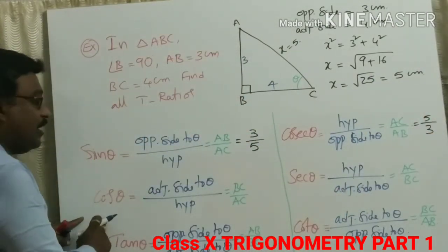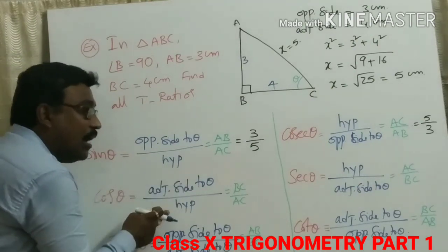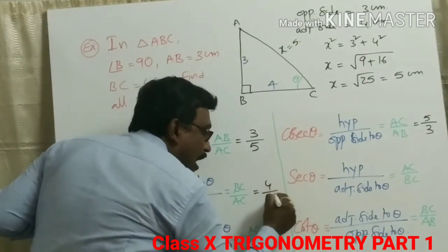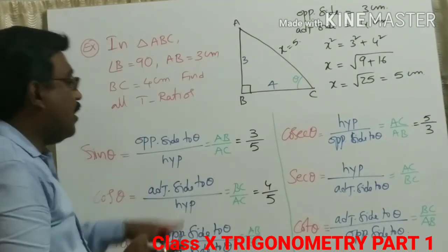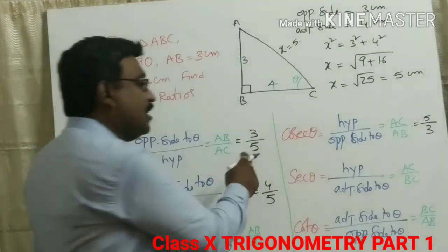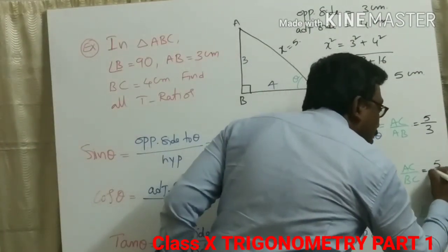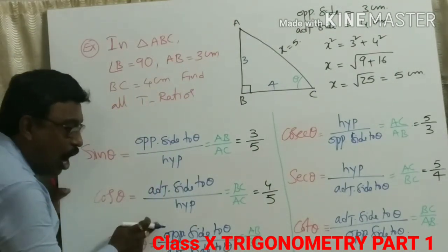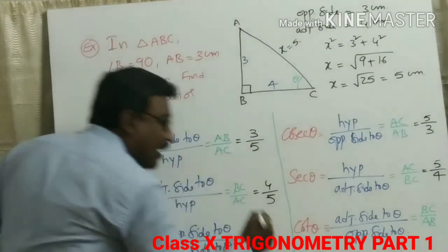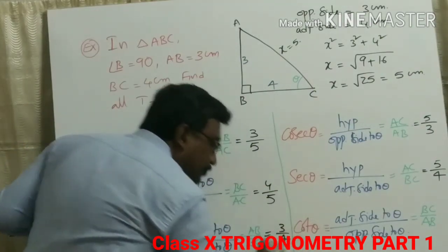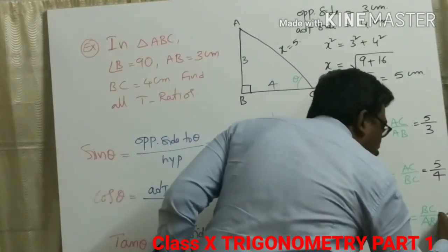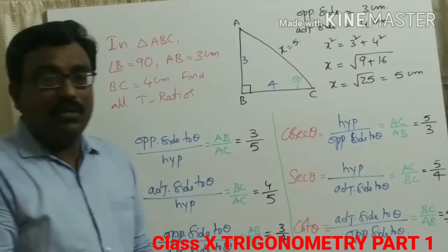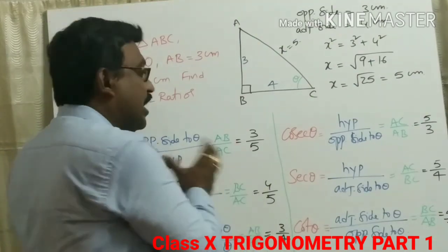Next, cos theta, adjacent side to theta by hypotenuse. Adjacent side to theta is 4, by hypotenuse 5. Secant, hypotenuse by adjacent, that is the reciprocal, 5 by 4. Next, tan theta, opposite by adjacent, that is 3 by 4. Cot theta is 4 by 3. So this is the way to find out the trigonometric ratios.